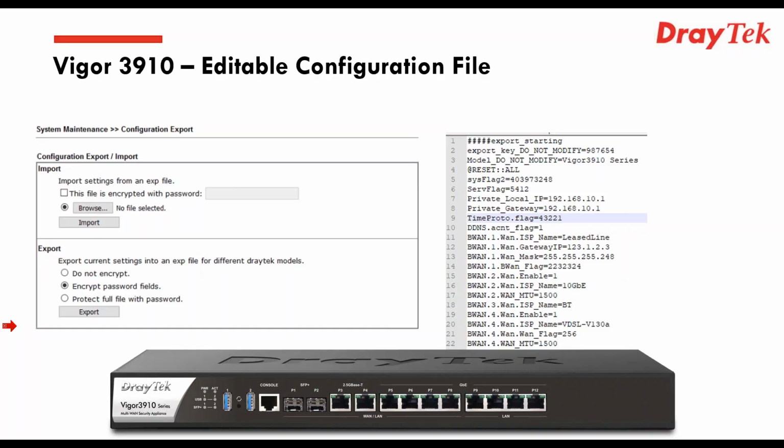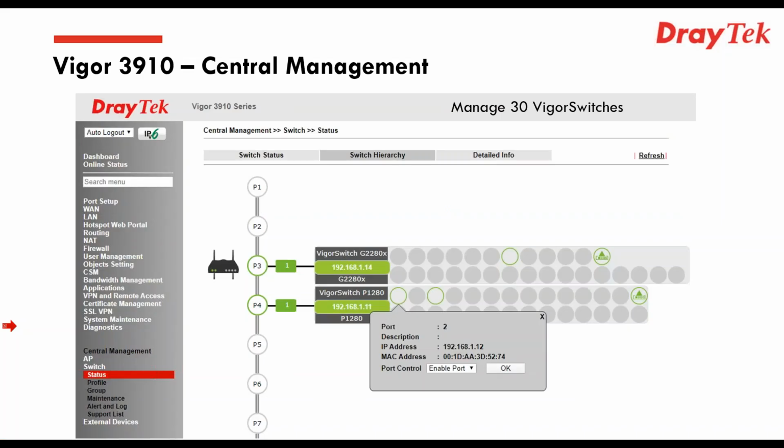So that highlights many of the features of the Vigor 3910. What I will move on to now is just highlighting some of the management features that are available as well. So in terms of management, there is a couple of things to discuss here really. The Vigor 3910 offers central management. So this is very similar to what you would see in the other models in the range. We have central management for other Draytek devices on the local network.